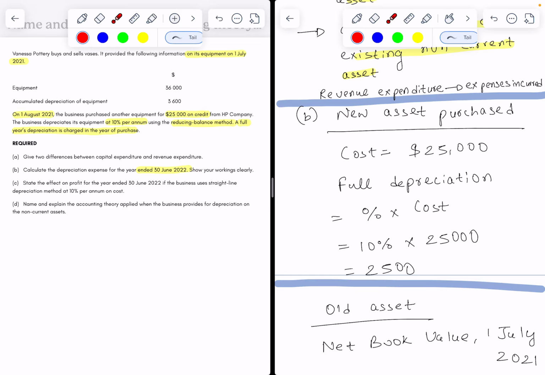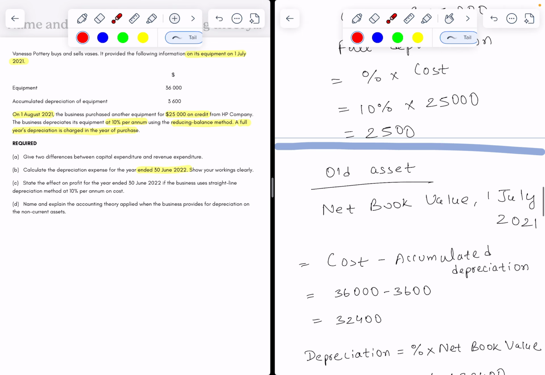Now, what about the old asset? Now, when it comes to the reducing balance method, we always want to make sure that we also find the net book value. The net book value simply stands for the economic outputs that are still available for consumption from that asset.